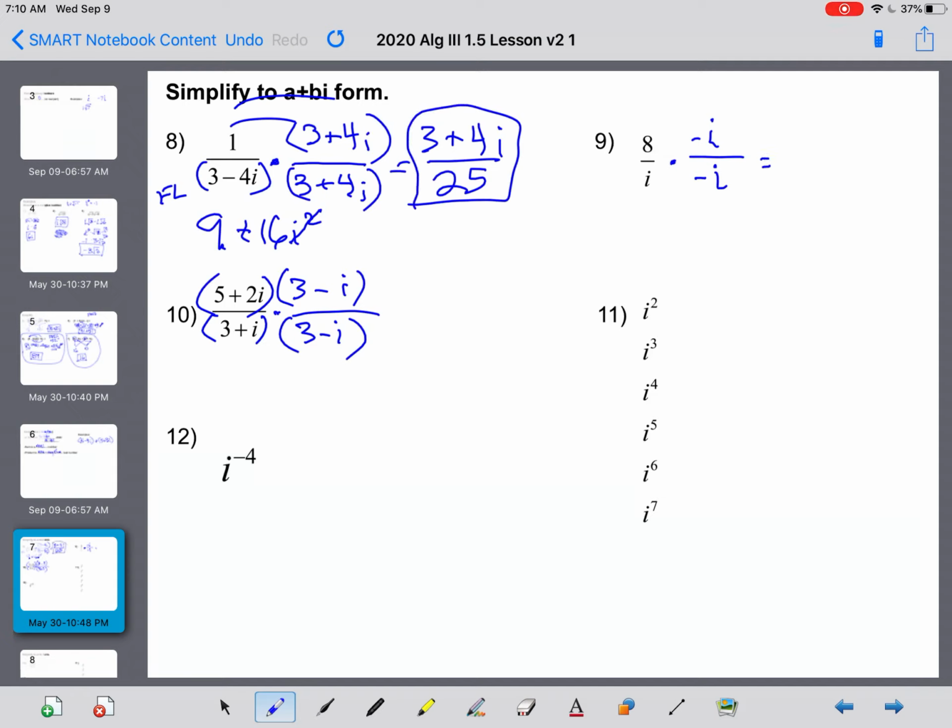Over here, in the top, I get negative 8i. In the bottom, I get negative 1i squared. And this cancels, and I get 1 on the bottom, so I really get negative 8i.